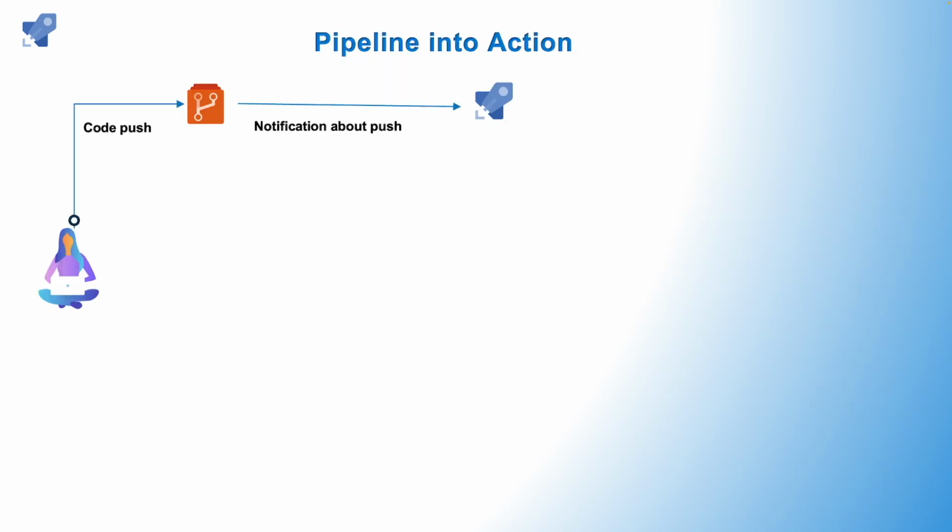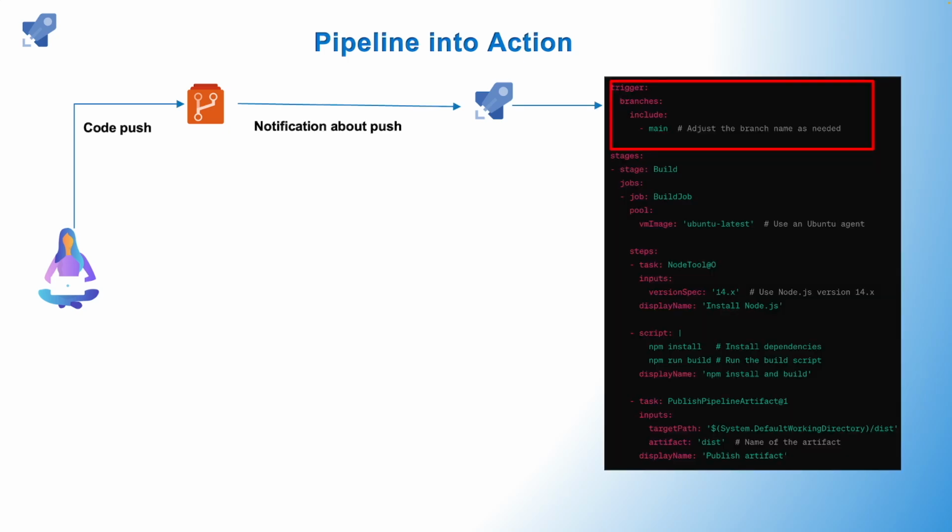Now let's connect the dots. Developer pushes code into Azure Repo. Azure Repo notifies the pipeline that a commit has happened. Pipeline checks in the pipeline YAML if that trigger is configured for the main branch. If yes, the pipeline is triggered.